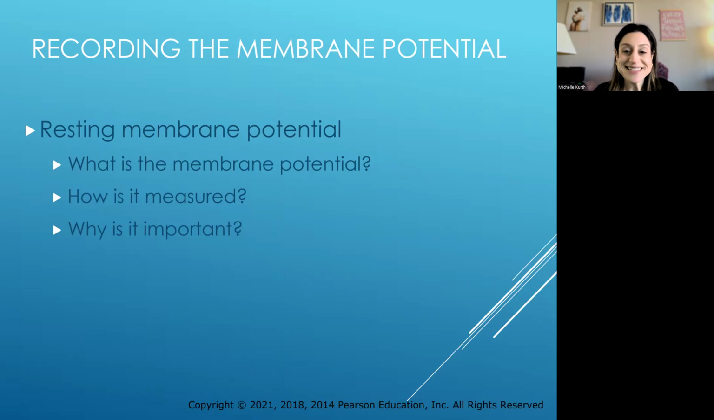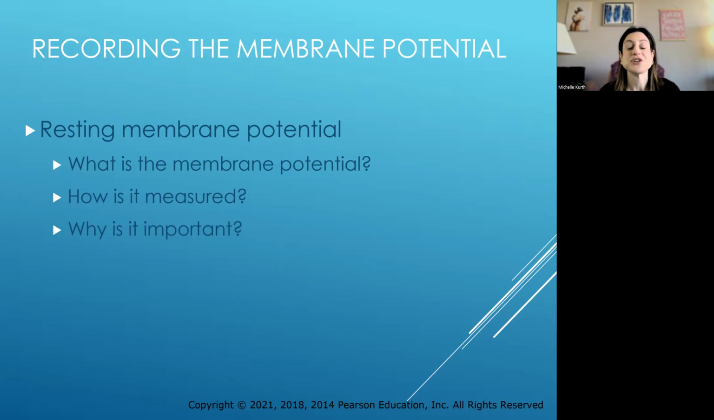So, what exactly is it? It's really just the balance of positive and negative charges that are inside the cell compared to the outside of the cell. And when we're at rest, or when the neurons are at rest, the inside of a neuron is actually more negative than the outside. So, just like a battery storing up its energy.